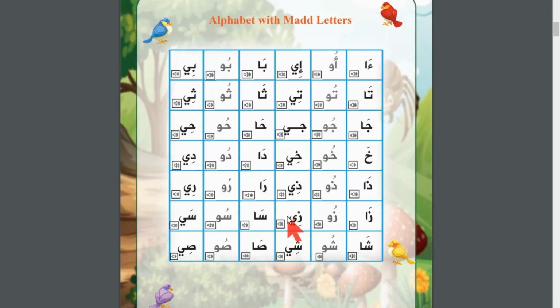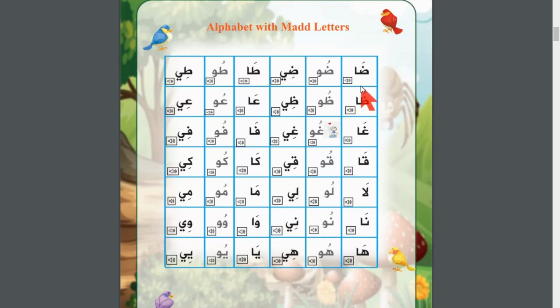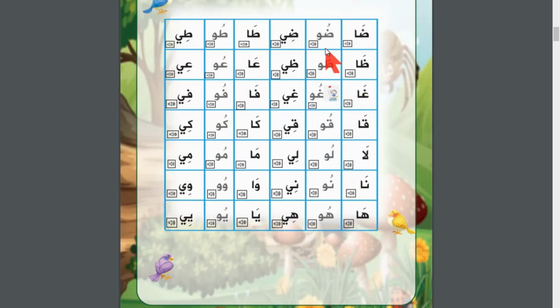Now we're gonna read the next page of the alphabet with mad letters. Dad, Alif, Fatha, Da, Dad, Waw, Damma, Du, Dad, Ya, Kasra, Di, Da, Du, Di.